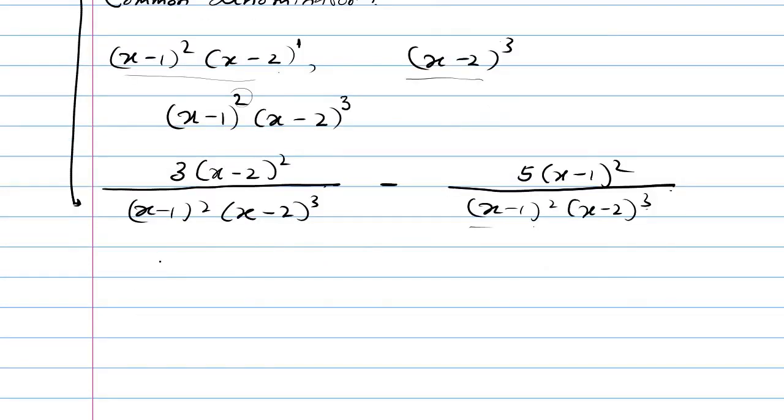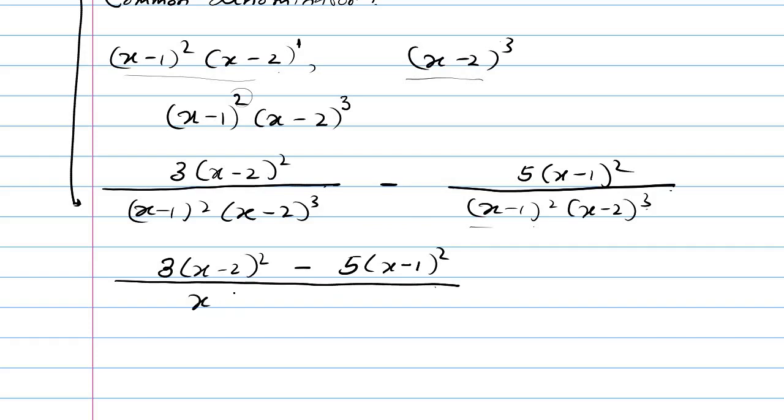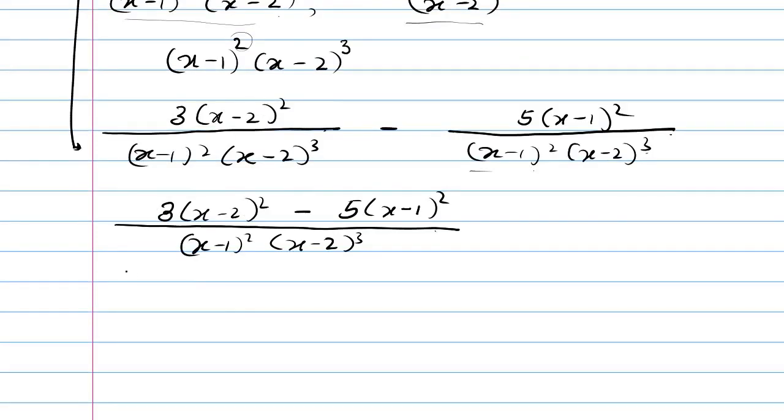So we just put all this fraction together: 3 times x minus 2 squared minus 5 times x minus 1 squared, over x minus 1 squared times x minus 2 to the 3. Okay, fine. Now we need to simplify the numerator. So we just keep 3 and then we need to actually take the second power.